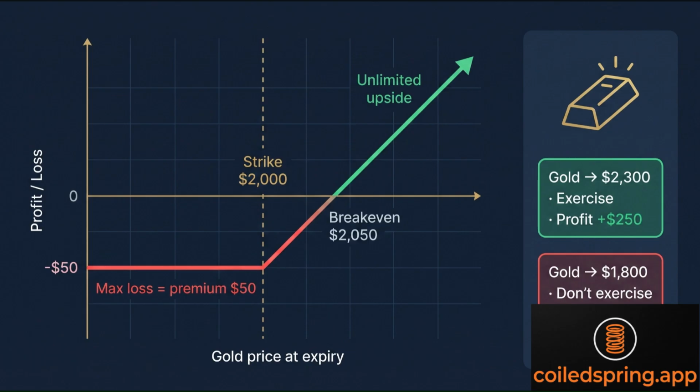$50 is the worst this trade can ever get for you. Notice the asymmetry. You risk $50. You can make multiples of that. And you know exactly what you can lose from minute one. That's the call thought process.